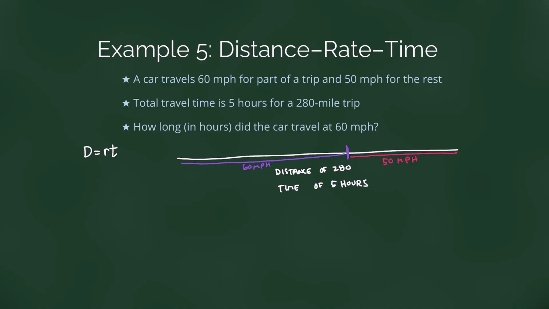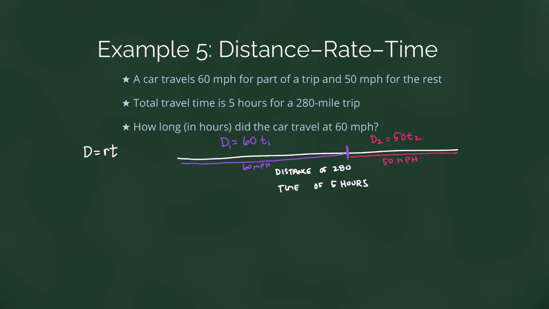Okay, so we know that the distance for the purple part here is going to be its rate, 60. So we'll call this distance 1. Distance 1 is going to be 60 times time 1, where D1 and T1 represent the part at 60 miles per hour. And then over here, we're going to have the second distance, distance 2, which is going to be 50 times T2.